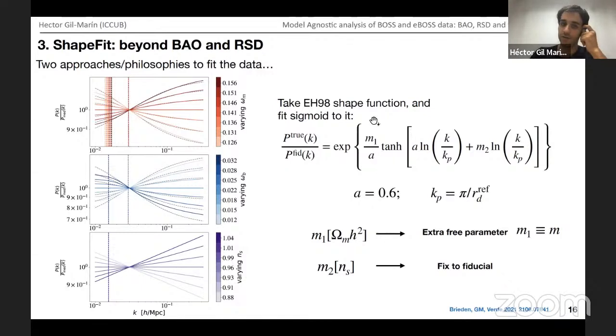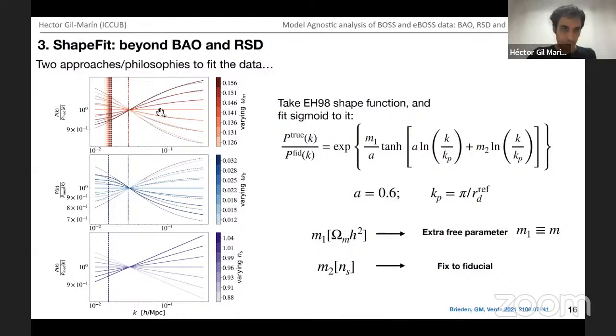Before, this ratio was only changing because of the BAO distances along and across the line of sight and through redshift space distortion, or f sigma 8. But now we are choosing an extra set of parameters, which looks like a sigmoid in k space. We parameterize this with this functional form, where a and kp are chosen to be fixed at these values. It doesn't really matter much which values you choose, but for lambda CDM like models, these values seem to work well. And then m1 and m2 are free parameters of our models that in principle complement the BAO distances and the redshift space distortion parameters.